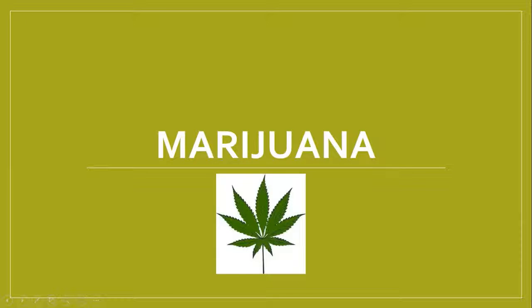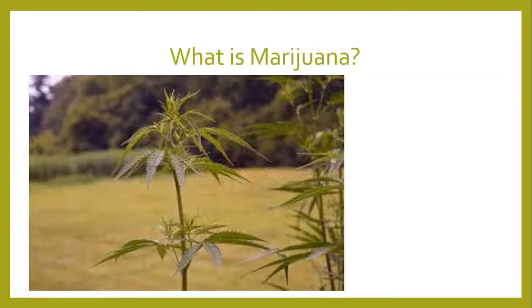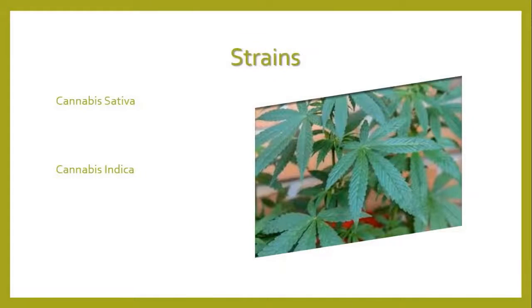Let's talk about the basics of marijuana, which is the most commonly used illicit drug in the United States. So what is marijuana? Well, marijuana usually refers to the dried and crushed leaves, flowers, seeds, and stems of the cannabis plant. There are two strains of the cannabis plant, Cannabis sativa and Cannabis indica.